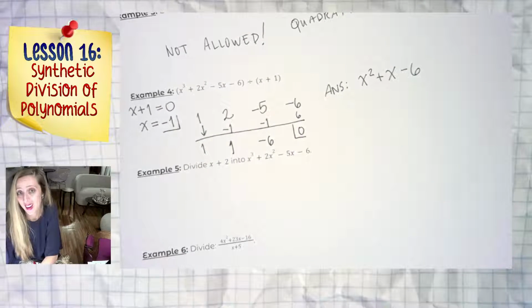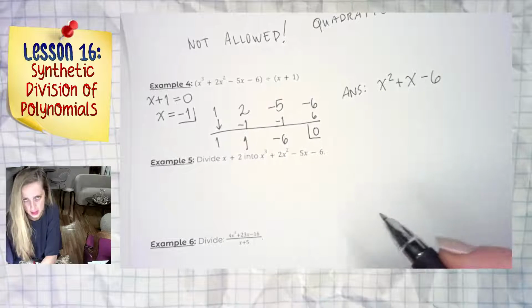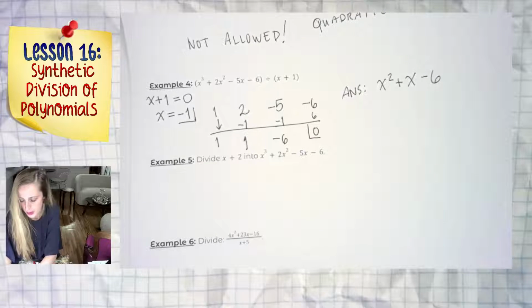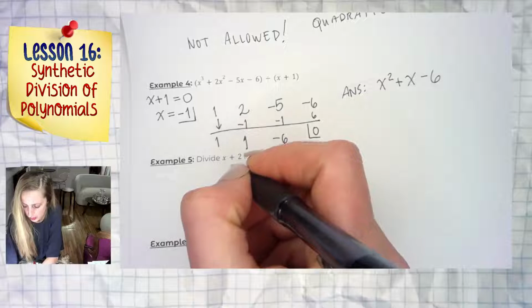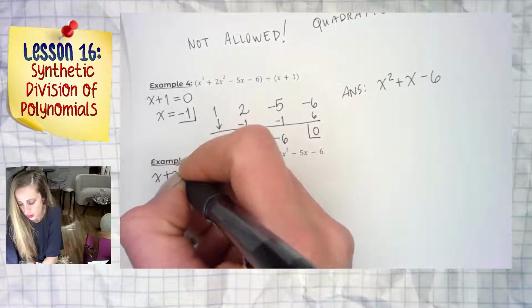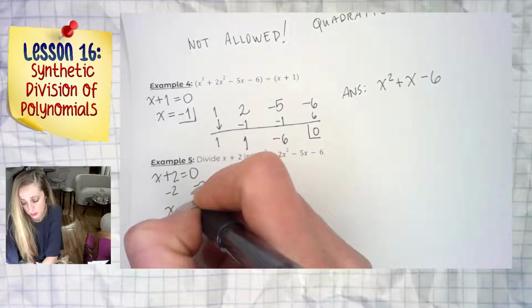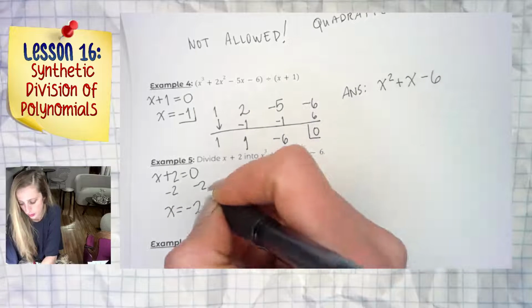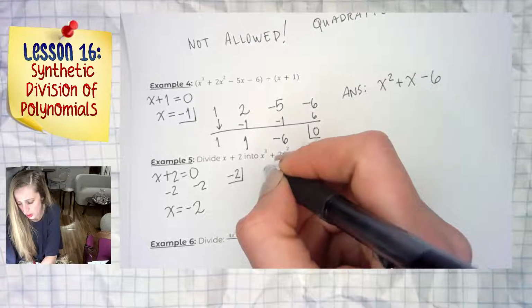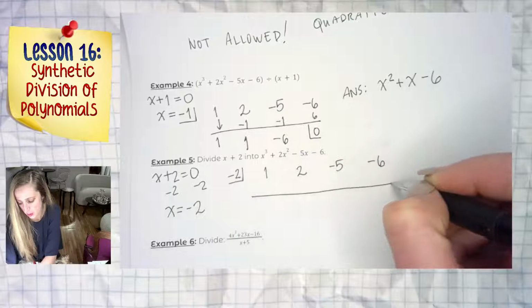All right, here, number 5 is just worded a little bit differently. Divide x plus 2 into x cubed plus 2x squared minus 5x minus 6. Same exact type of question. It's just set up differently. I tried to spice it up a little along the way. We're dividing by x plus 2, so we set that equal to 0. X equals negative 2. I'm just going to rewrite it because I don't have that much room. So now 1, 2, negative 5, and negative 6, leaving some space.